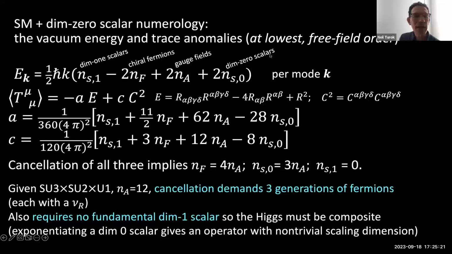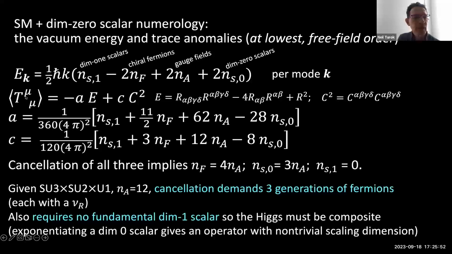So first of all, the vacuum energy. For massless fields, we get half h bar omega, where omega is k, and then times the number of dimension one scalars. Fermions come with a minus sign. Gauge fields, there are two polarizations. And these dimension zero scalars happen to give a factor of two as well. So that's the energy per mode in the vacuum.